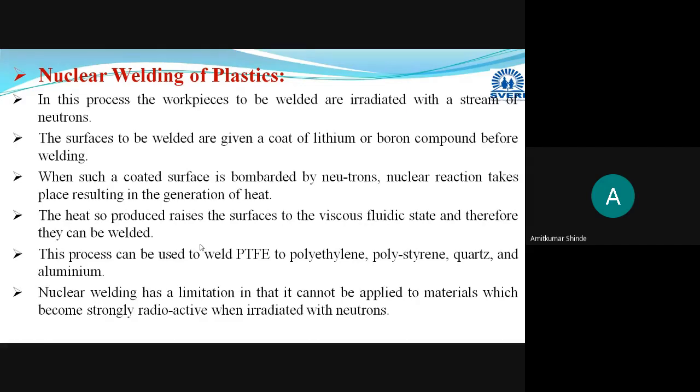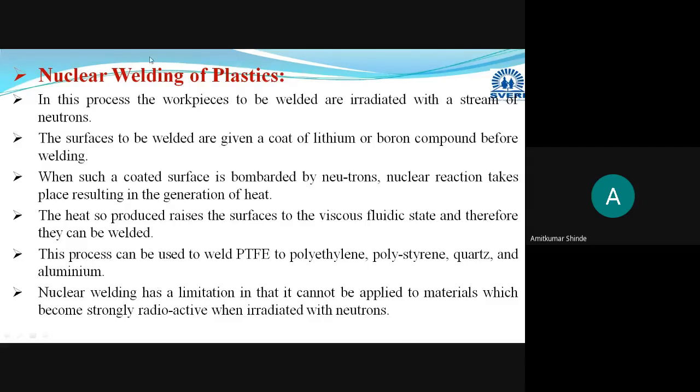In the advantages, if properly controlled, more strength can be obtained in the joint. Quality is very good, and cycle time is also very less. You can write this in the advantages. In disadvantages, you have to control the flow of neutrons. A larger flow will result in brittleness of that material, and it cannot be used for material which becomes radioactive when it comes in contact with the neutrons. These are the applications, advantages and disadvantages.